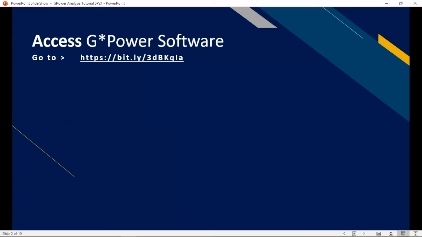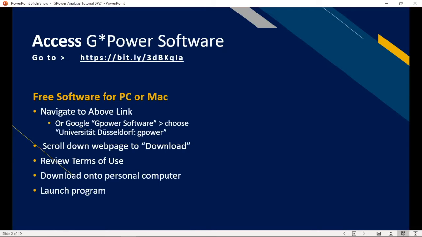So first I'm going to show you how to access the G-Power software. It is a free software for PC or Mac, and you can navigate to this link above. Or you can Google G-Power software and choose the first option here. It's from a university website. So let's go ahead and do that.